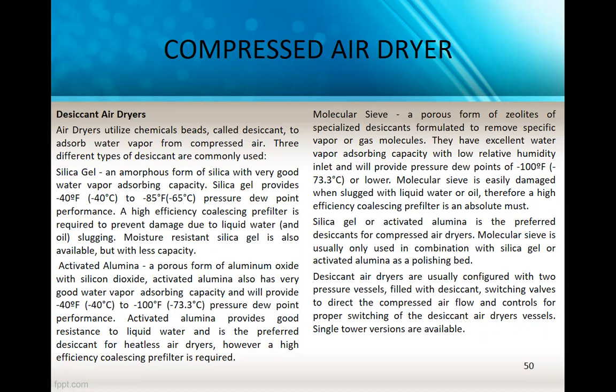Silica gel or activated alumina is the preferred desiccant for compressed air dryers. Molecular sieve is usually only used in combination with silica or activated alumina as a polishing bed. Desiccant air dryers are usually configured with two pressure vessels filled with desiccant, switching valves to direct the compressed airflow, and controls for proper switching of the desiccant air dryer vessels. Single tower versions are also available.